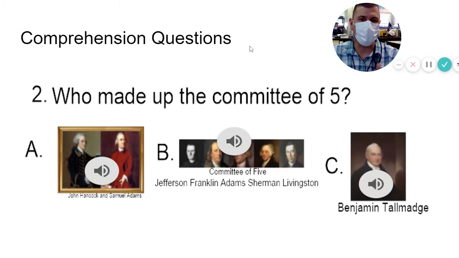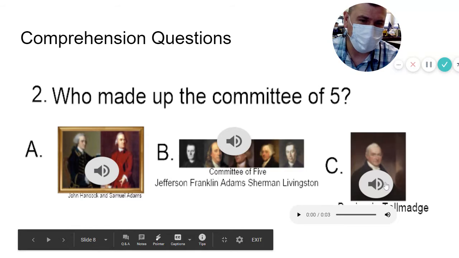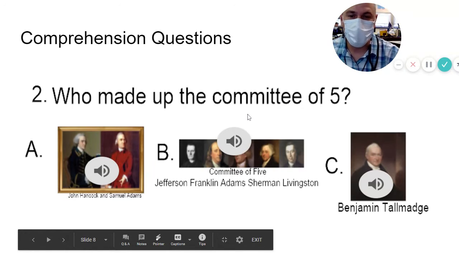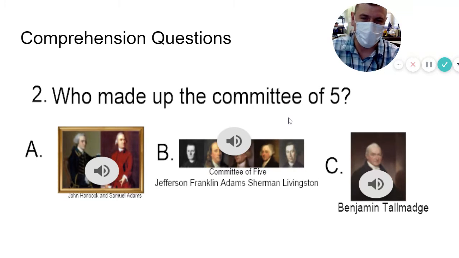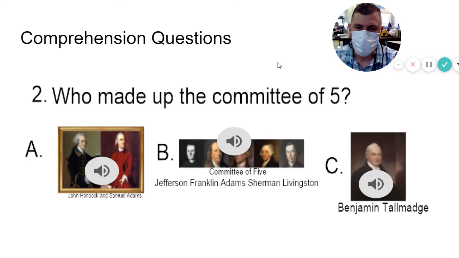Number two, who made up the Committee of Five? Was it A. John Hancock and Samuel Adams, B. Jefferson, Franklin, Adams, Sherman, and Livingston, or C. Benjamin Talmadge? It was B. Jefferson, Franklin, Adams, Sherman, and Livingston. Those were called the Committee of Five. Ding, ding, ding. We have a winner.